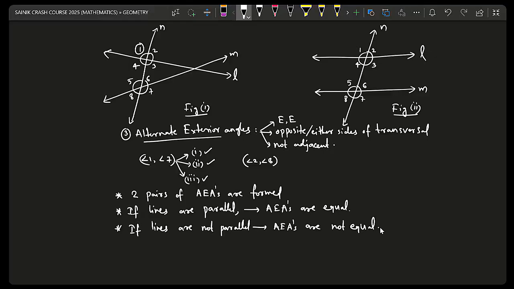So what are the conditions for calling two angles alternate exterior? Both of them exterior, lying on either sides of the transversal, and not adjacent. How many pairs are possible? Two pairs. And what are the properties? If the lines are parallel, they are equal. If the lines are not parallel, they are not equal. And next two more pairs are there: co-interior and co-exterior.